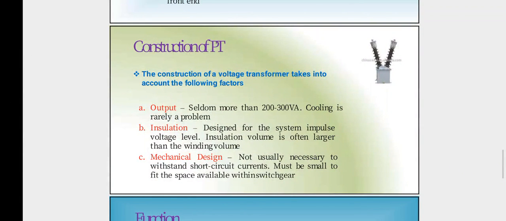Then this is the construction of the PT. The construction of the voltage transformer takes into account the following factors. One is output, seldom more than 200 to 300 volt-amperes. Cooling is rarely a problem. Insulation is designed for the system impulse voltage level. Insulation volume is often larger than the winding volume. Then mechanical design: not usually necessary to withstand short circuit current, and it must be small to fit the space available within the switchgear. So these are the design parameters before constructing the PT.